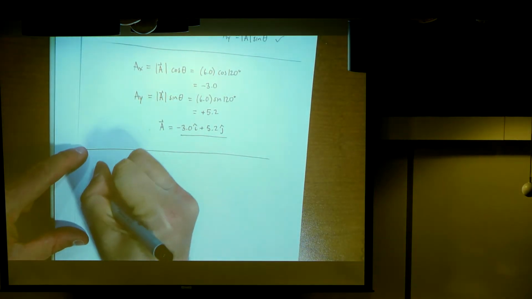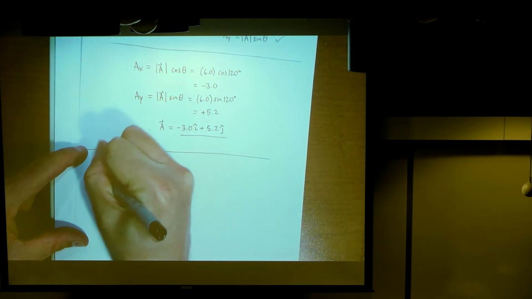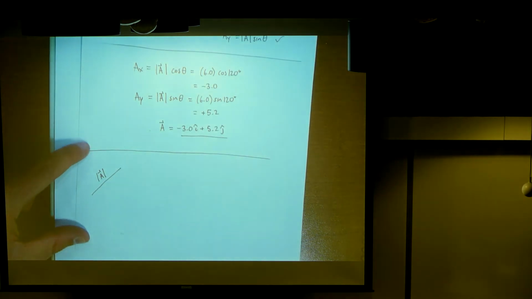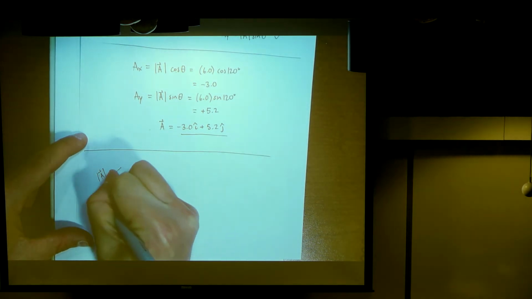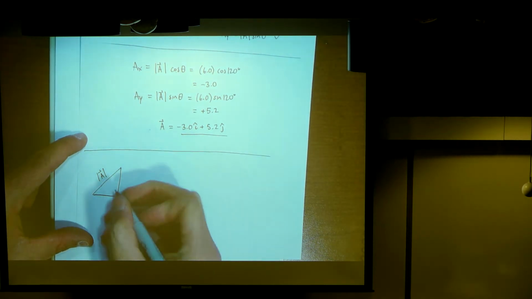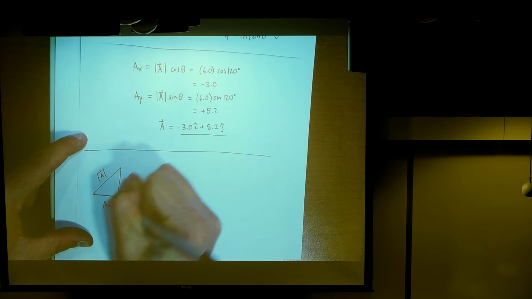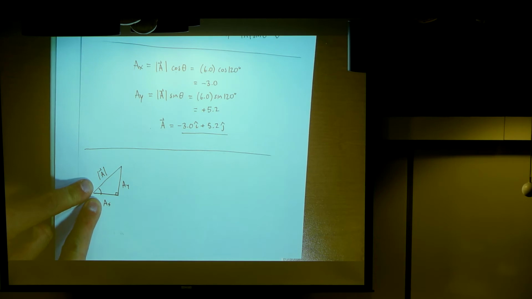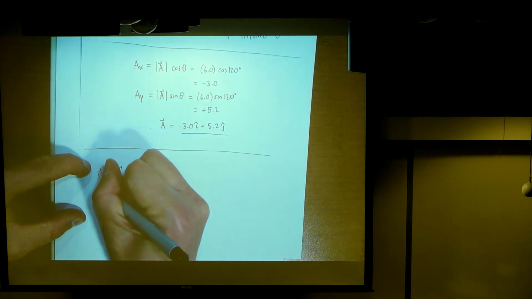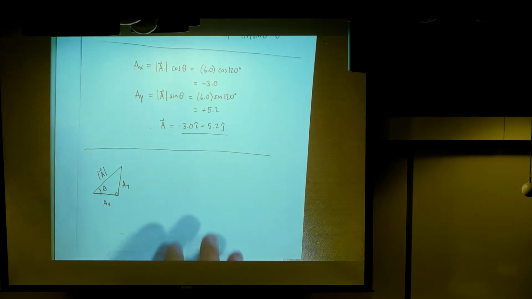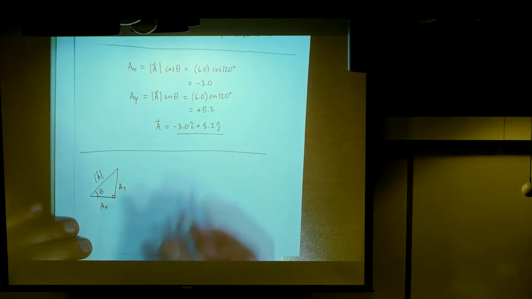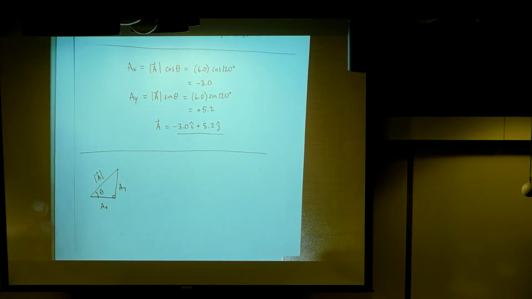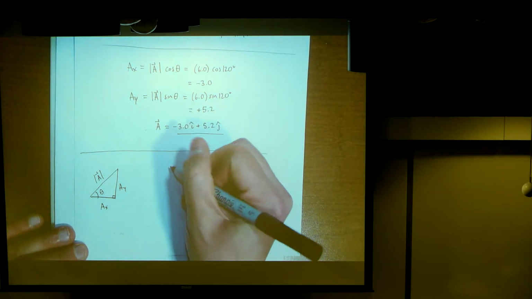So I'll copy down the right triangle that we've been working with, where we have magnitude A as the hypotenuse, and we have AX and AY as the other two sides of the right triangle, and then we take theta to be this angle with respect to the x-axis, okay? Okay, so the Pythagorean Theorem, let's start with that. What's the basic statement of the Pythagorean Theorem? C squared is equal to A squared plus B squared.